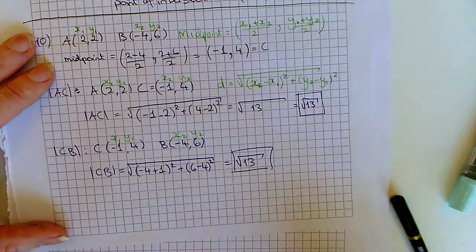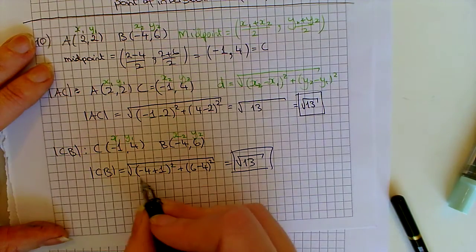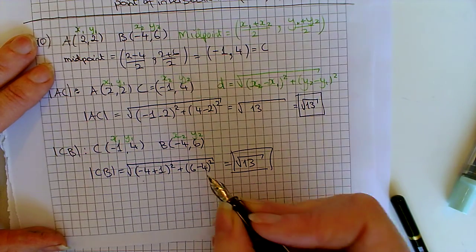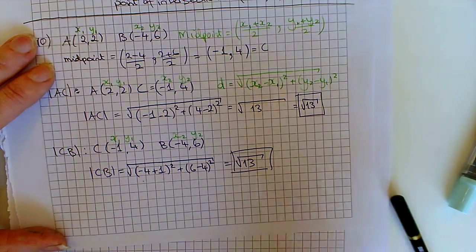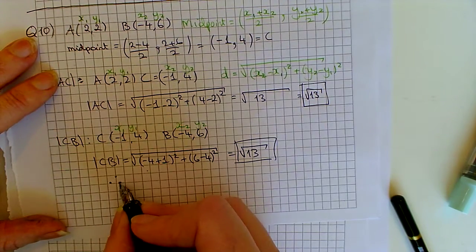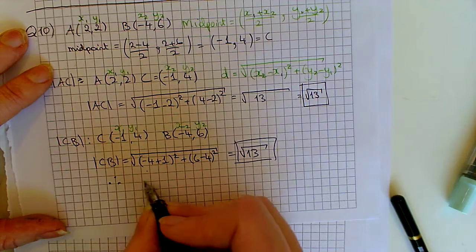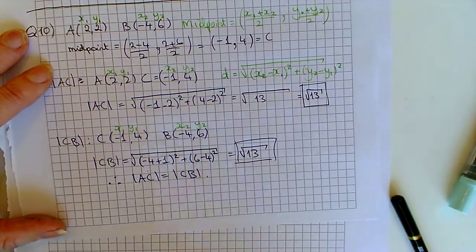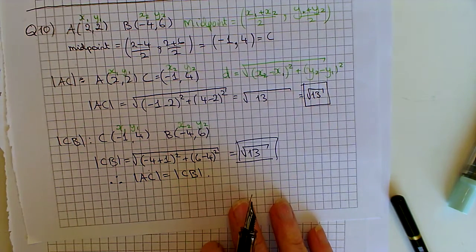This is enough. You don't need to show any more working out than this. You can say, well, this is minus 3 squared, which is 9. This is minus 2 squared, which is 4. 9 and 4 is 13. But you don't need to show it. So we do need to draw our conclusion, though, and say, therefore, the distance from A to C is equal to the distance from C to B. So that's what we were asked for there.